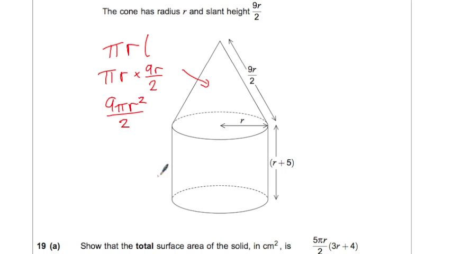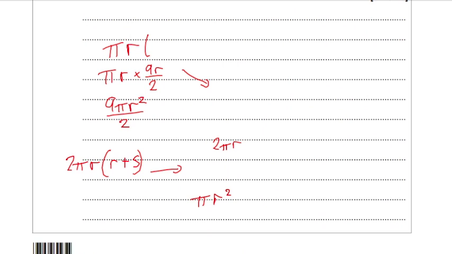Then this cylinder, remember this is going to be a rectangle if we imagine unwrapping it. It's got a height of r plus 5, and the circumference, which is like the base of the cylinder, is 2 pi r. So that's going to be 2 pi r times r plus 5. And finally, the base, the circle face, is just going to be pi r squared. So we need to add all those together: 9 pi r squared over 2, 2 pi r times r plus 5, and pi r squared.